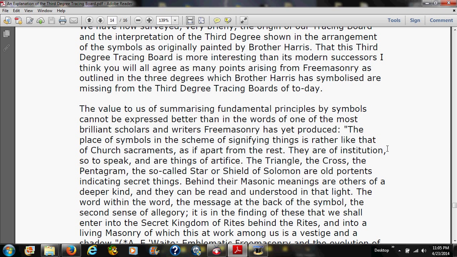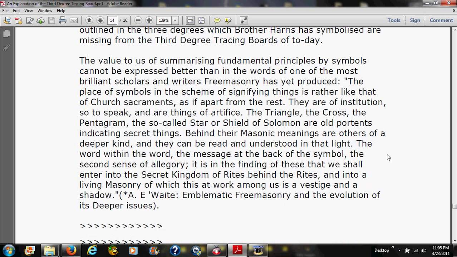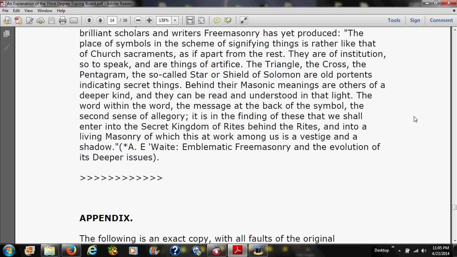In the triangle, the cross, and the pentagram, the so-called star or shield of Solomon are old portents indicating secret things. Behind their Masonic meanings are others of a deeper kind, and they can be read and understood in that light. The word within the word, the message at the back of the symbol, the second sense of allegory. It is in the finding of these that we shall enter into the secret kingdom of rites behind the rites, and into a living masonry of which this at work among us is a vestige and a shadow. End quote. And that's by Waite, A.E. Waite, out of Emblematic Freemasonry and the Evolution of Its Deeper Issues.